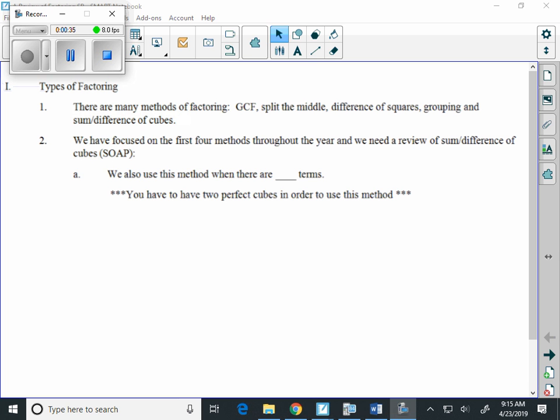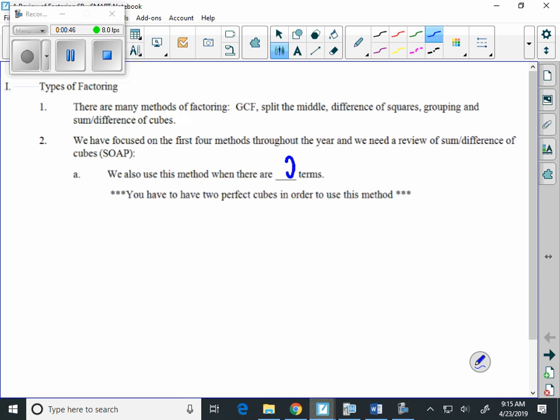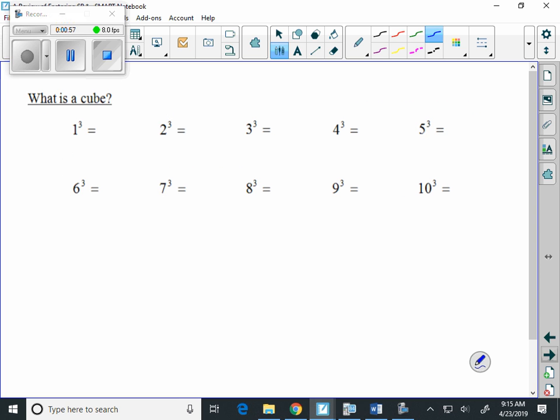And the way that I like to teach it is with SOAP, which is just a little memory technique that I'll talk about momentarily. But the thing about sum and difference of cubes is we'll have two terms in there, and we need to have perfect cubes to be able to do the problem at all. So we need to refresh our memory on what the cubes are.